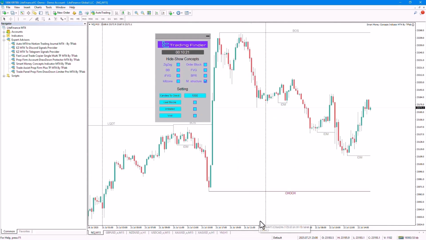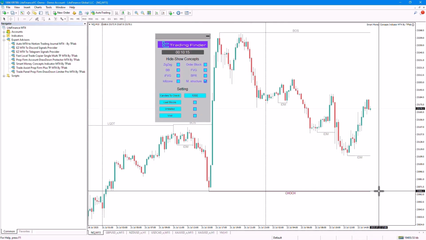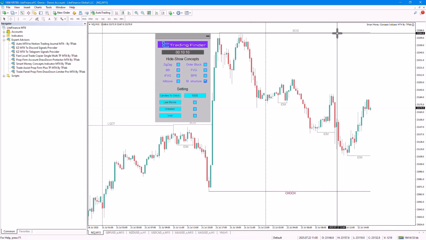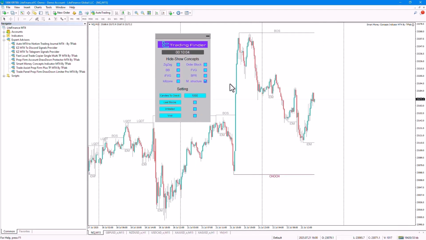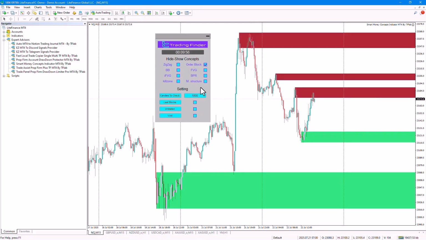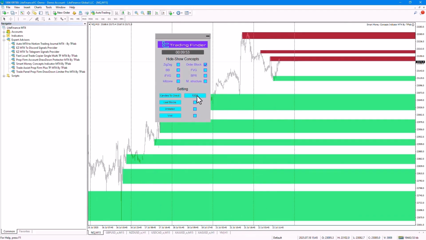As we can see here, a bearish change of character level is also shown, and if the price breaks this level to the downside, the market will enter a downtrend. But if it breaks the BOS or break of structure level, it will continue its upward trend. At the bottom, there is a settings option where we can enable or disable various states. By default, the indicator starts to analyze and display 1,000 candles in the market.